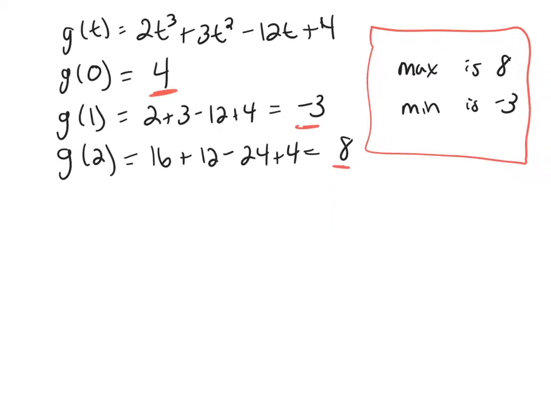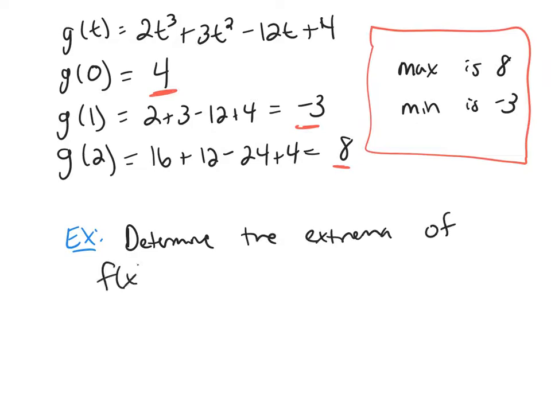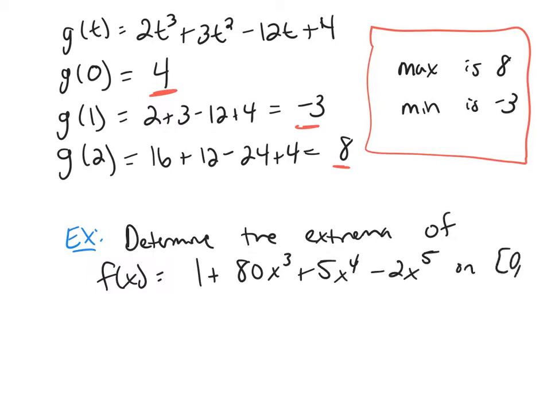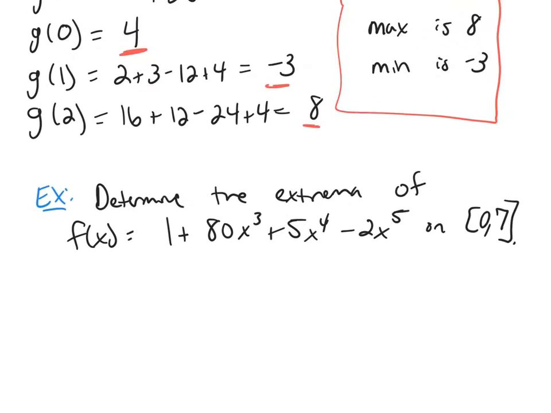So let's look at one more of these. Let's determine the extrema of the function f of x, which will be 1 plus 80x cubed plus 5x to the 4th minus 2x to the 5th on the interval 0 to 7. So you might want to take a minute, pause the video, and try it yourself.